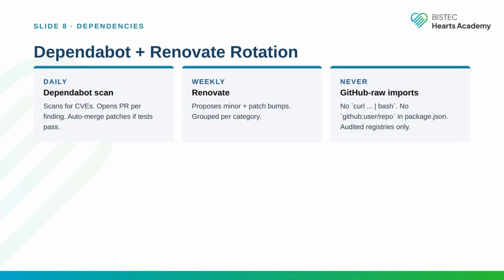Daily, Dependabot scans for common vulnerabilities, opens a pull request per finding, auto-merges patches if tests pass. Weekly, Renovate proposes minor and patch bumps grouped by category. Never curl pipe bash. Ever. No GitHub user/repo in package.json. Audited registries only.